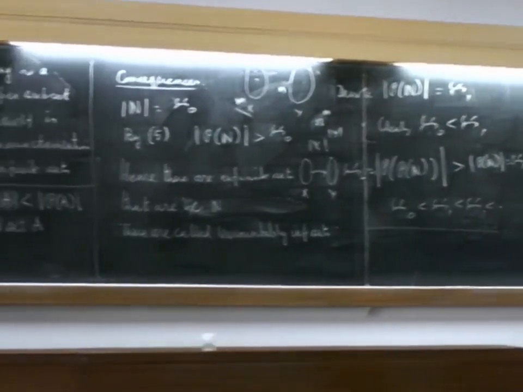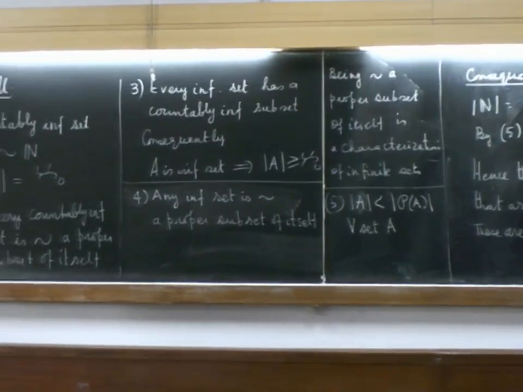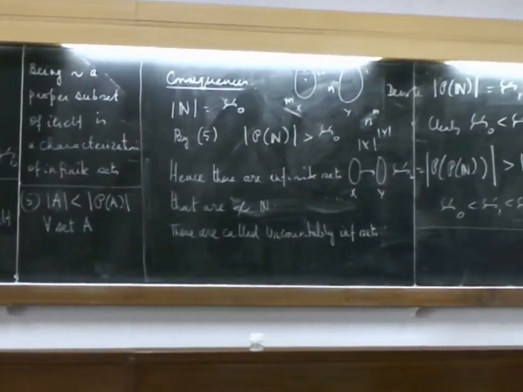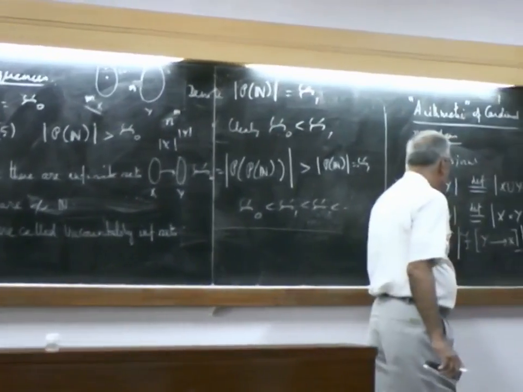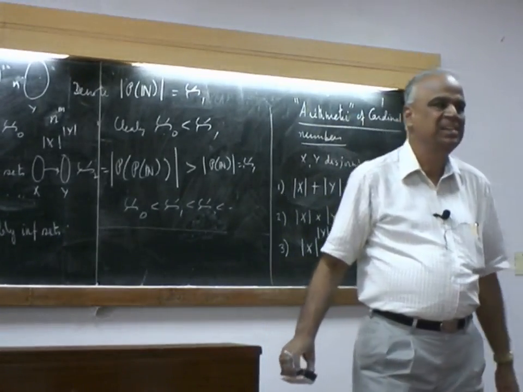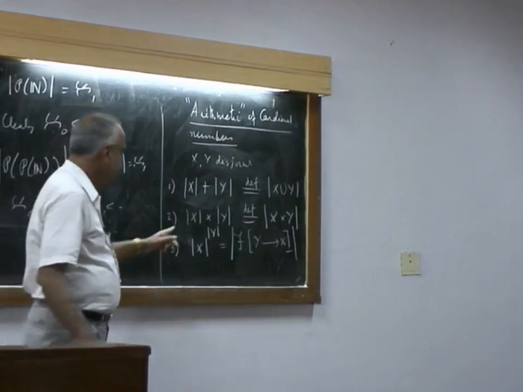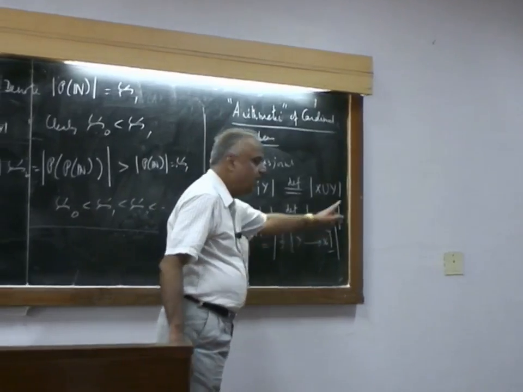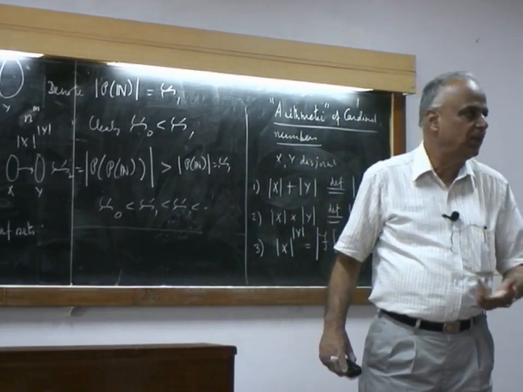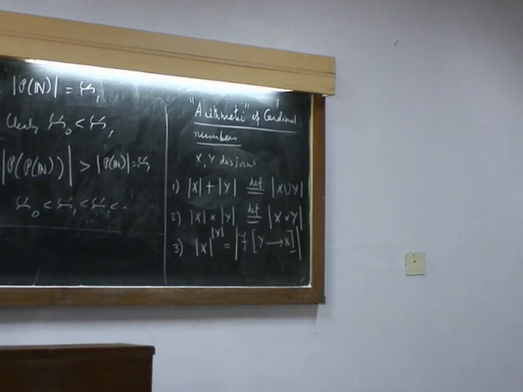So let's look at one simple example. I'll look at a simple thing about the second. What is Aleph naught times Aleph naught? It is the cardinality of N cross N. The N cross N is N squared. We saw that N to the k has the same cardinality as N, so it is again Aleph naught. So Aleph naught into Aleph naught is Aleph naught.